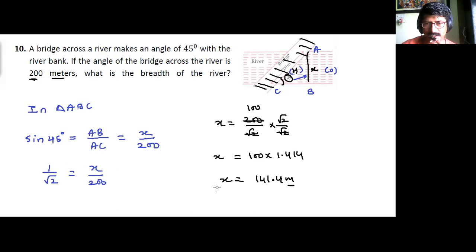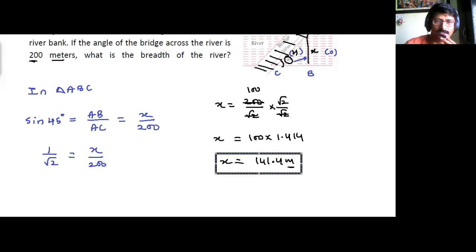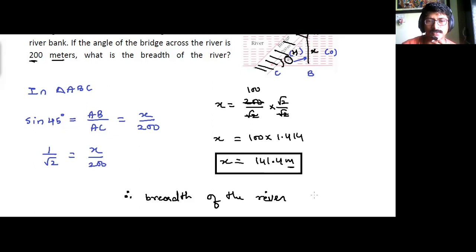Now what are we supposed to calculate? What is the breadth of the river? Therefore we can write down the final answer. Therefore the breadth of the river is equal to 141.42 meters.